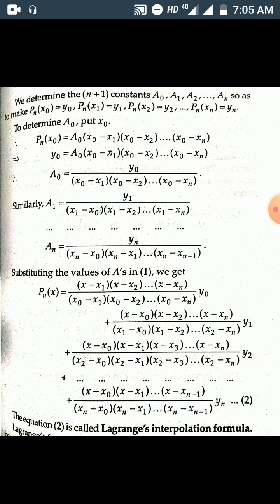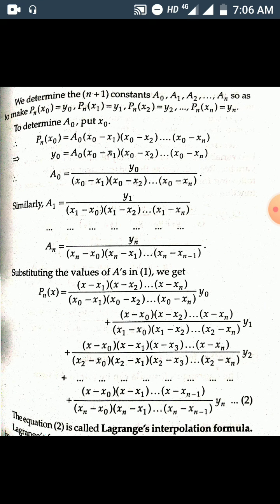We determine the n plus 1 constants a0, a1, a2, ..., an so as to make Pn(x0) equal to y0, Pn(x1) equal to y1, Pn(x2) equal to y2, ..., Pn(xn) equal to yn. To determine a0, we put x equal to x0 in equation 1. So equation 1 becomes Pn(x0) equal to a0 (x0 minus x1)(x0 minus x2)...(x0 minus xn). This is the reason why we haven't taken a0 with the factor x minus x0. If there were a factor x minus x0 here, we wouldn't get any values. All the terms except the a0 term contain x minus x0, so the rest become 0 when we put x equal to x0, and we are left with just the a0 term.